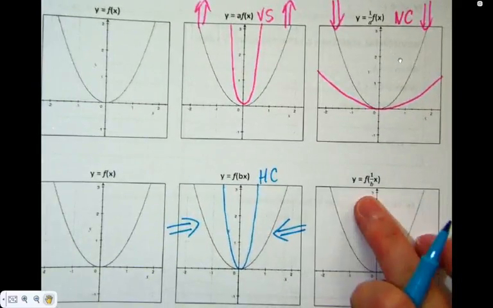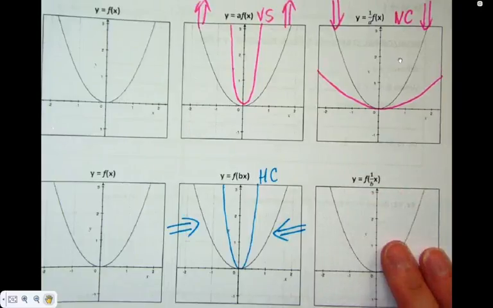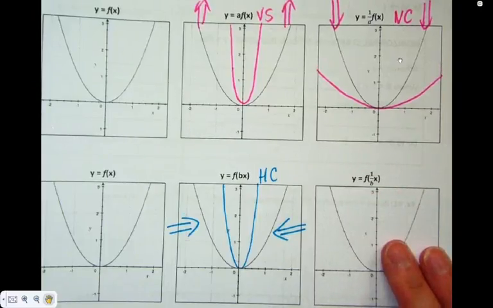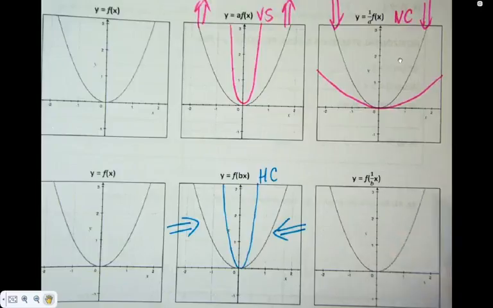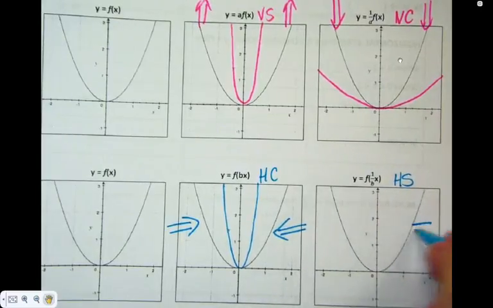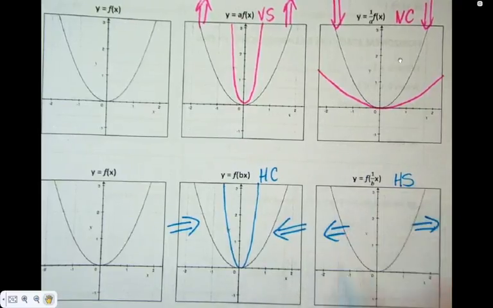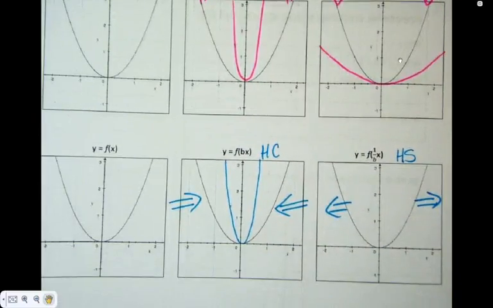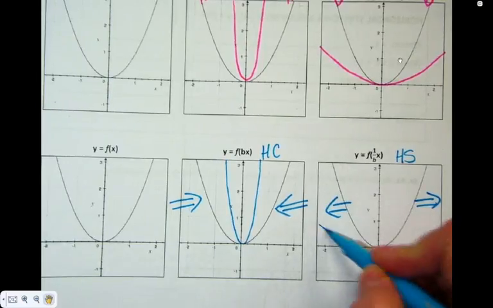Anyone want to guess what 1 over b, so a fraction inside the brackets, is? What's left that we haven't talked about? Horizontal stretch. And that is where you're grabbing the sides and pulling them outward. And if we grab the sides and yank them outward, what's going to happen to our parabola? Wider.